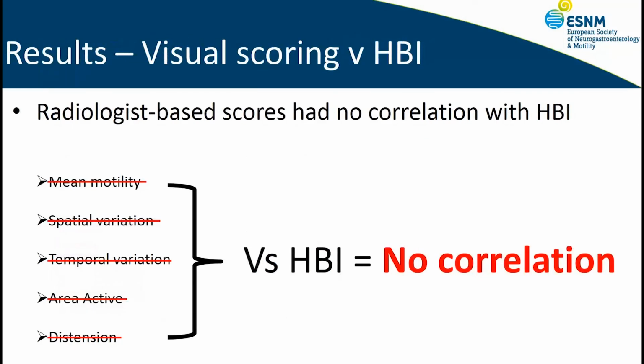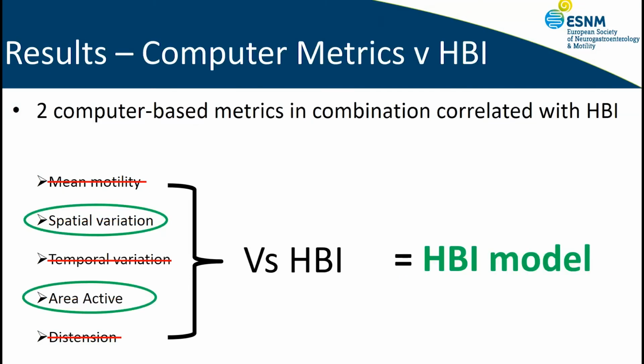So what we found was the radiologist-based scores had no correlation with HBI, so we couldn't create a predictive HBI model, whereas with the objective model, two of the computer-based metrics in combination could create an HBI model, and these were spatial variation and area active.